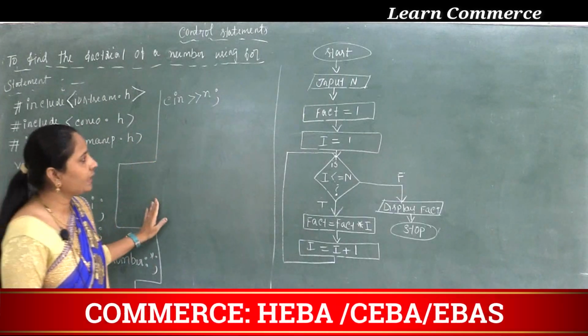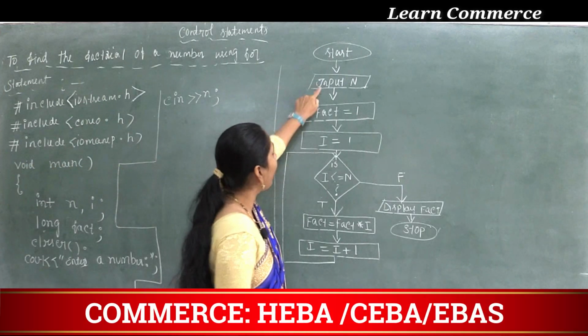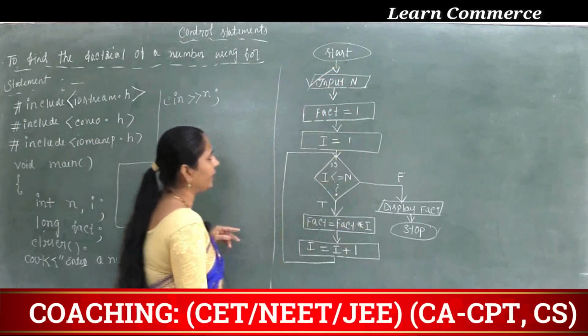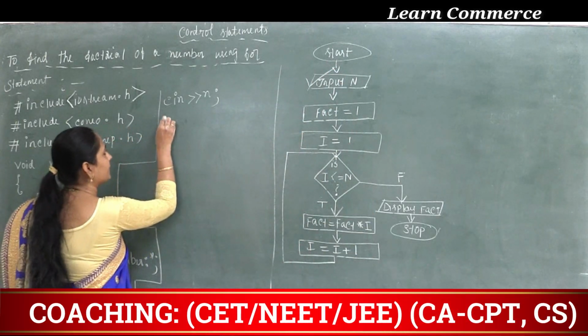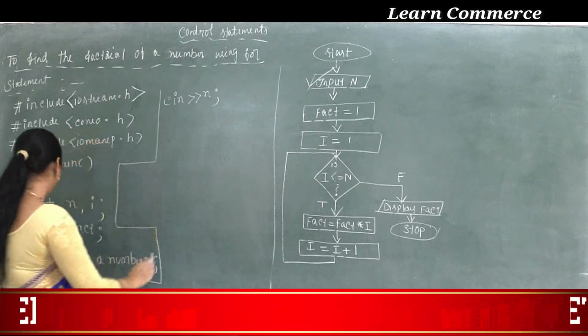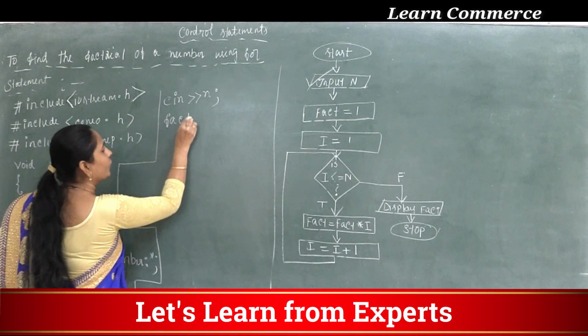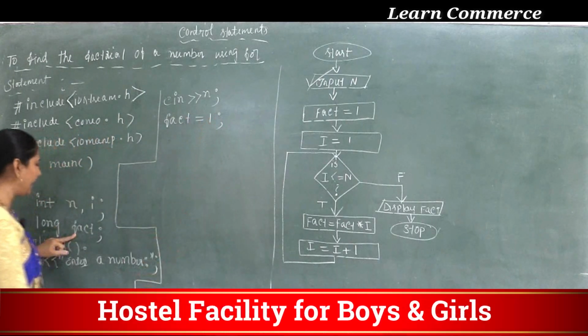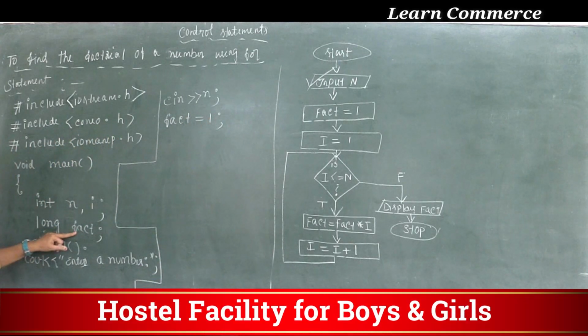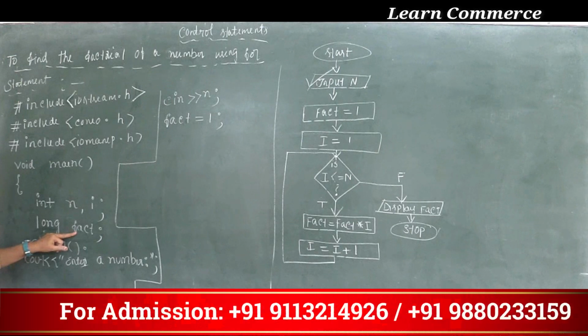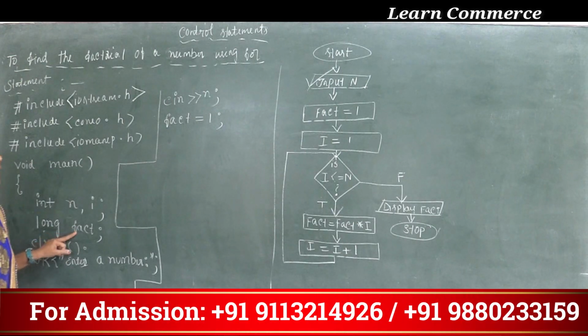After completing the input of n, we need to do the initialization. The fact value, as I declared it in small letters, fact value is equal to 1. As we know how we declare it, like that only we need to write or take such variable name in the program.